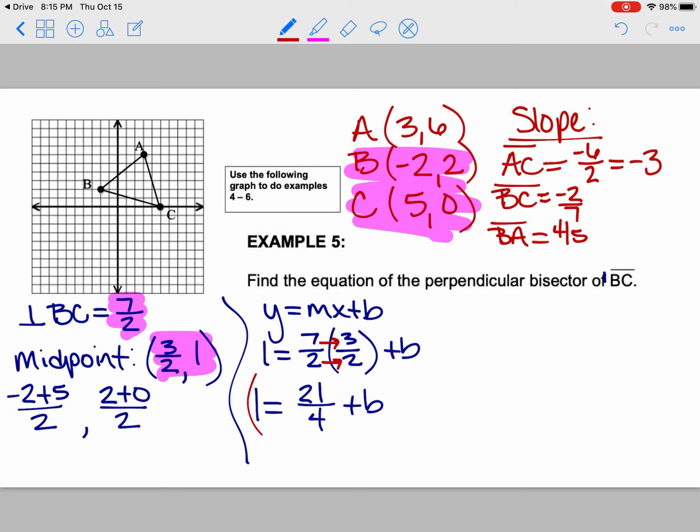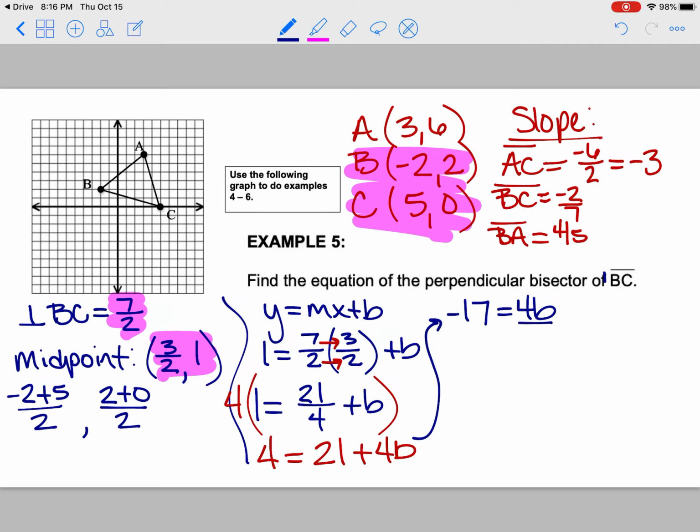Again, if you don't want to deal with a fraction, then multiply by that denominator. So let's multiply everything by 4. And so we would get 4 equals 21 plus 4b. Okay, fraction's gone. So we subtract our 21, and that gives us negative 17 equals 4b. Divide both sides by 4, and so b equals negative 17 over 4.